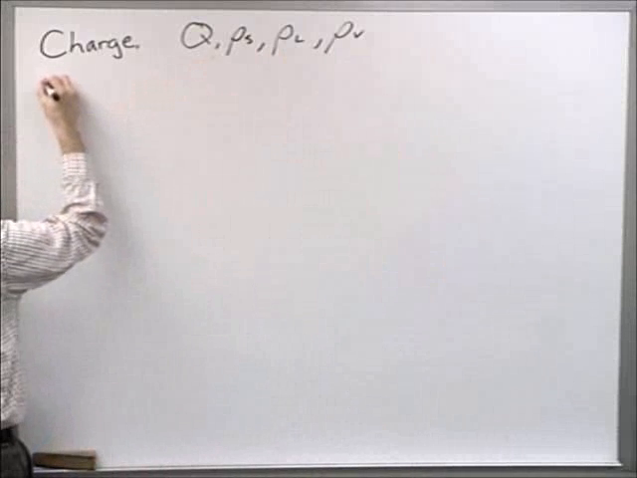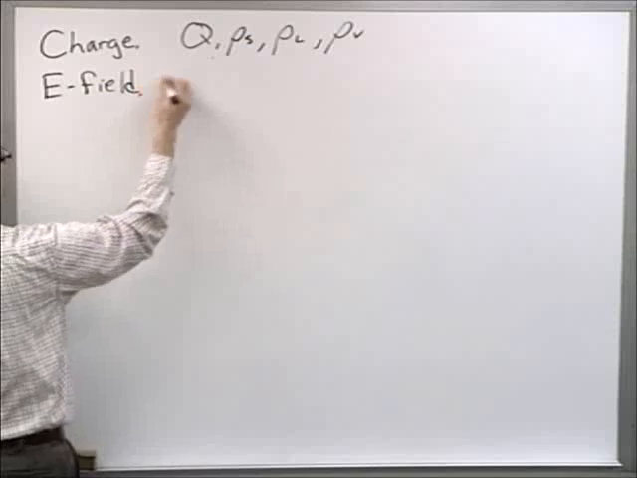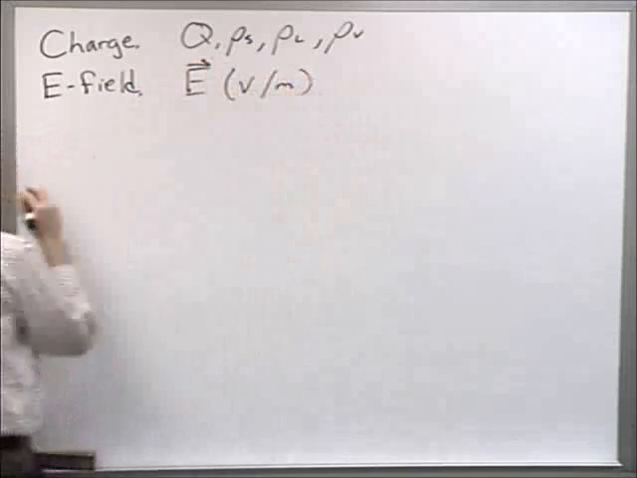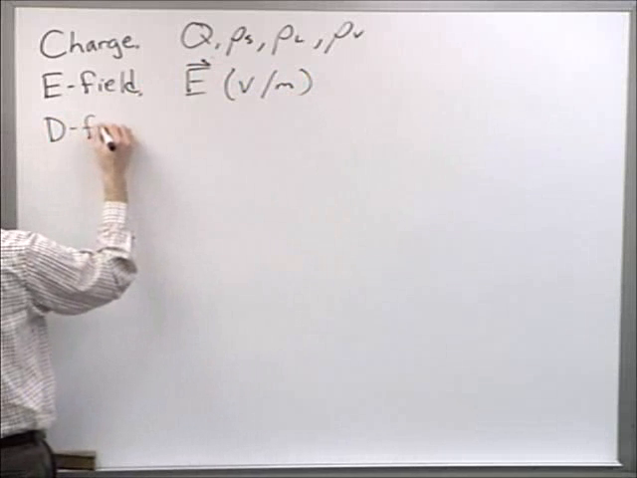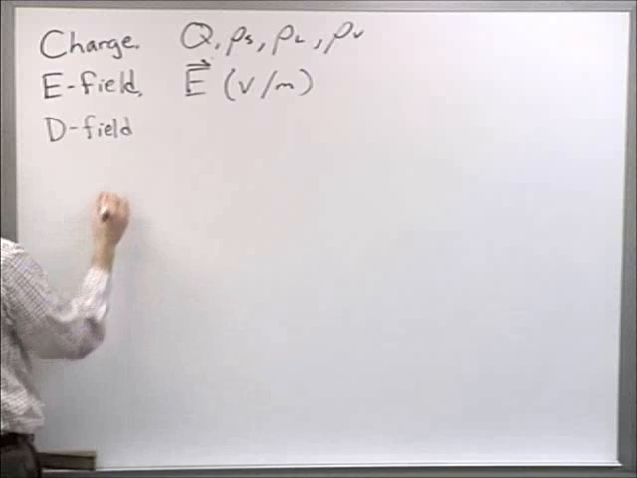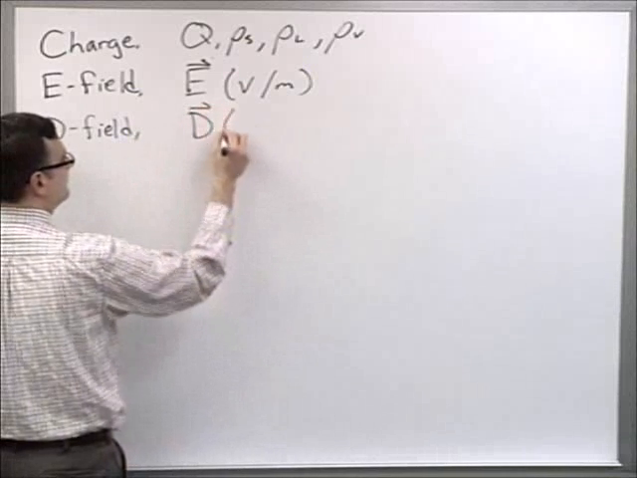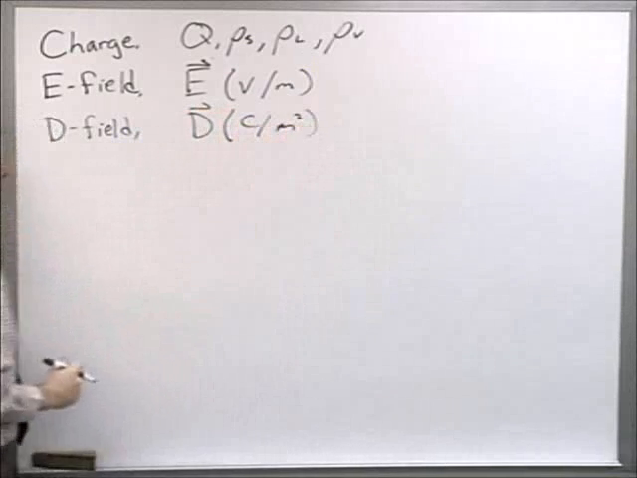Another thing that we want is E field. We represent that with a vector, and that's volts per meter. Another thing that we like to look at is D field, or electric flux density vector. That's a vector field. It has units of coulombs per meter squared.